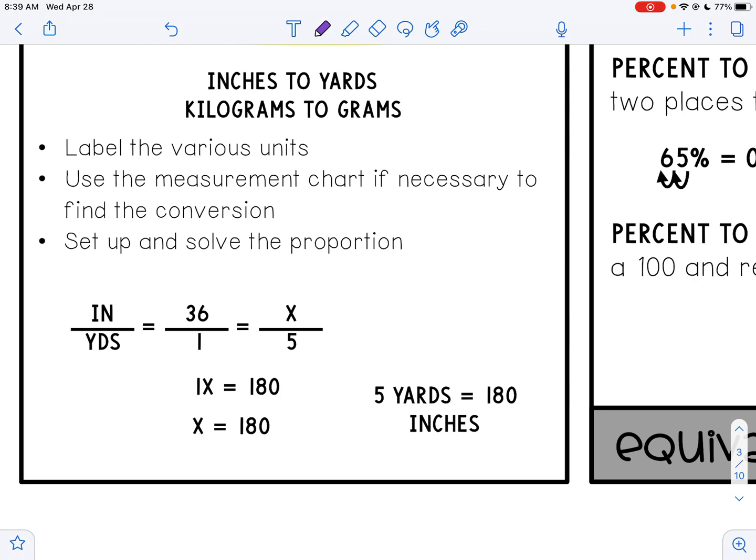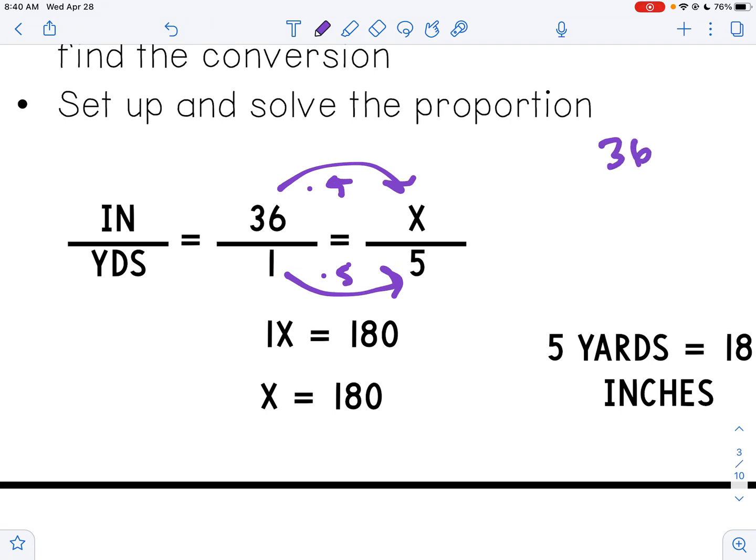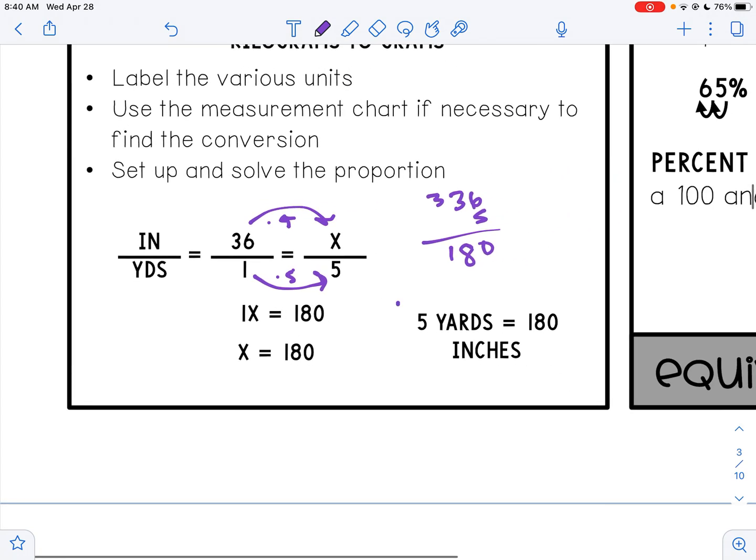So I'm trying to figure out how many inches are in 5 yards. The first thing that I'm going to do is see if there's an easy scale factor. In this case, there is. I know that if I multiply 1 by 5, that's going to give me 5. So whatever I do to the bottom, I have to do to the top. 36 times 5. 6 times 5 is 30. 5 times 3 is 15, plus 3 is 18. So 5 yards is equal to 180 inches.